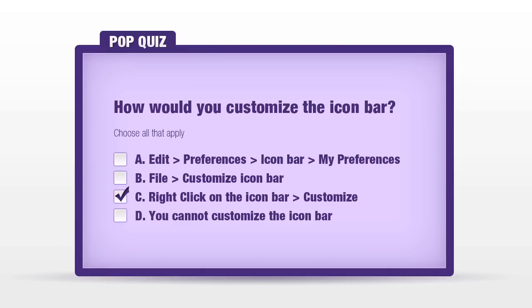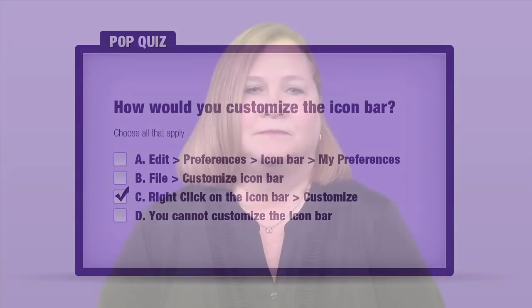The answer is C. You right click on the icon bar and select Customize. This allows you to add the icons and the features that you use the most up on the icon bar, so you've got a convenient shortcut for those items. In this lesson, we were talking about getting around in QuickBooks and using the home page or the menu bar or the icon bar. And I also showed you how you can customize the icon bar so it meets your needs with the shortcuts you use most.